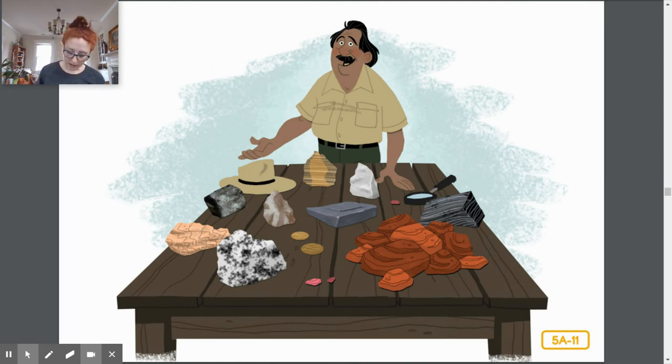Now I've told you a bit about some of my favorite minerals. Take a look at the ground next time you go outside, and you might actually see something interesting.